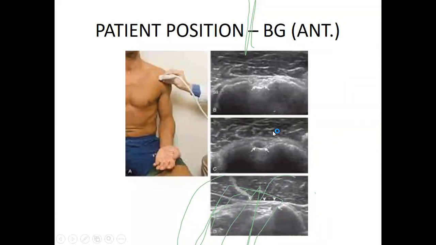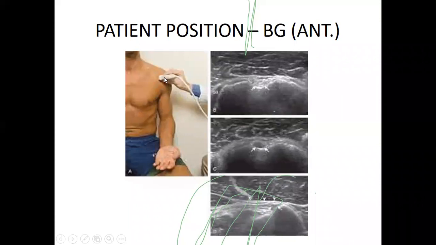How does a muscle look on ultrasound? It will have this punctate fibrillar pattern due to the collagen structures that you see. This is a normal muscle. This is a deltoid muscle, a normal deltoid muscle. Again, this is a normal structure of the long head of the biceps tendon.